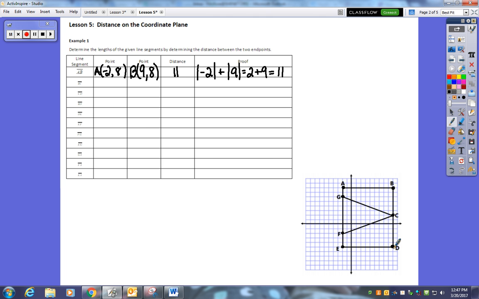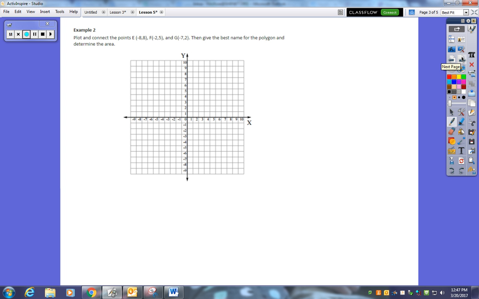So we're going to move on now to the rest of the lesson, which is the main focus. And in example 2, it asks you to plot and connect the points, and it gives you some points to do. It then wants us to give the best name for the polygon and determine the area. So I'm going to start by putting the points on the coordinate plane. Point E is -8, 8, so I'll go over to -8 and up to +8, and that's E. The next one is F at -2, so I'll go over to -2 and up to +5.